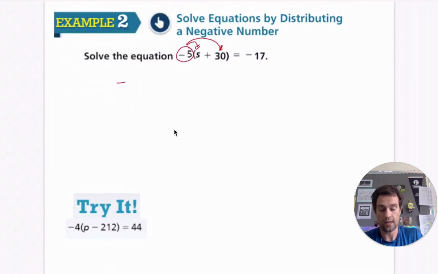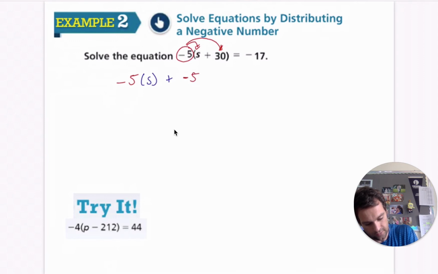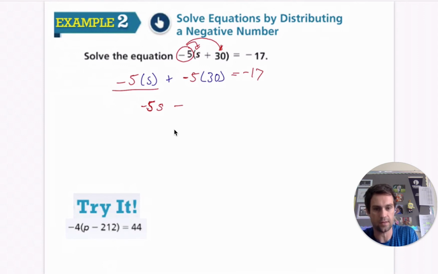Okay, so we have -5 times s plus -5 times 30 equals -17. So -5 times s is -5s. Minus -5 times 30 gives us, well, plus -150, so minus 150 equals -17. Now we will add 150 to both sides.